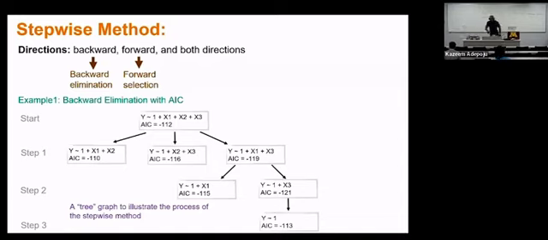What is the best model? The best model is the one with the X3. Any question? This is how backward elimination with AIC works. I can also do backward elimination with BIC. I can also do backward elimination with adjusted R squared. So take a look at that.